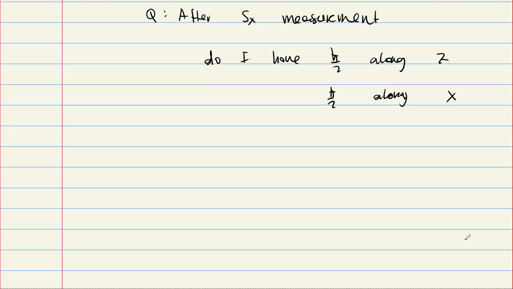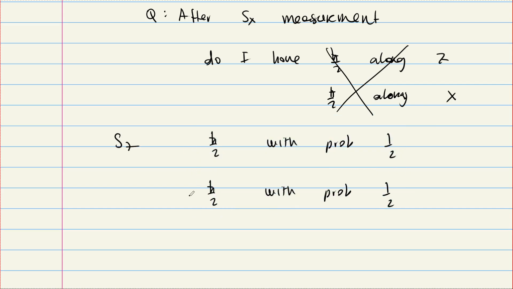No, because your wave function collapsed, your previous wave function is gone. So now you have h bar over 2 with probability 1/2 along Sz, and similarly minus h bar over 2 along Sz with probability 1/2. So measurement plays a critical role. Measurement is not some gimmick. Measurement is part of the theory.